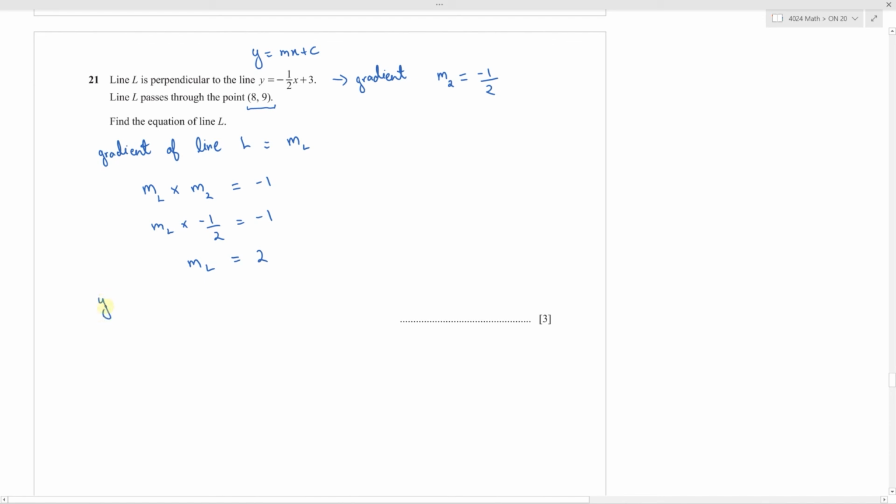So you can use the formula for the equation, which is y minus y1 equals gradient times x minus x1. So y1 is 9, y minus 9 equals the gradient 2 times x minus x1, which is 8. So y minus 9 equals 2x minus 16. So y equals 2x, and if I take this 9 here, it will be positive. So minus 16 plus 9 will give me minus 7. So your answer will be y equals 2x minus 7.